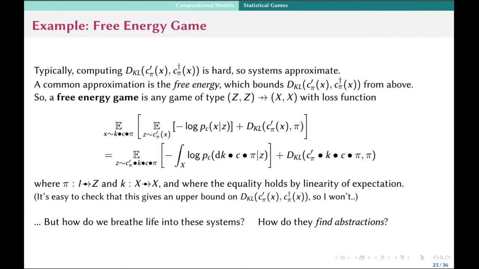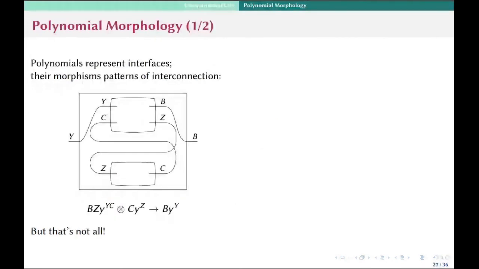Okay, so the next step. I've got this idea about statistical models that might be in the heads or in the brains of the systems. How do we breathe life into those systems? How do those systems find abstractions? Okay, this is what I'm going to talk about now. I'm going to go back to these polynomials, these boundaries of the systems. So I drew this box before, this pattern of interconnection. And I said, okay, there are some polynomials and morphisms of polynomials, and that's the interconnection pattern.